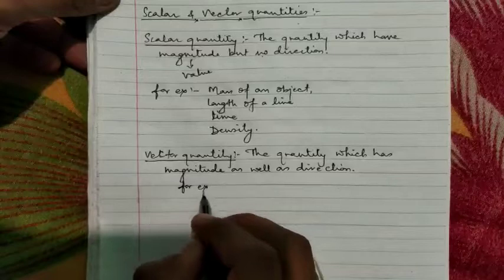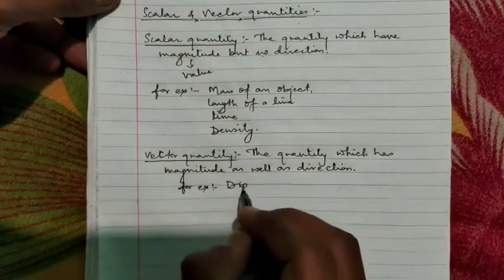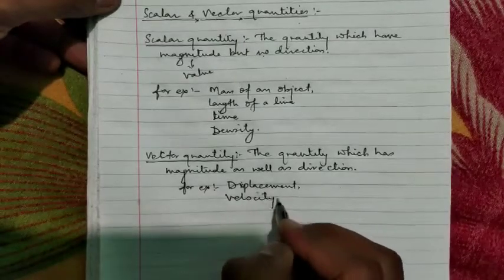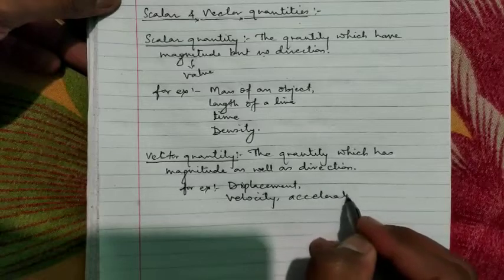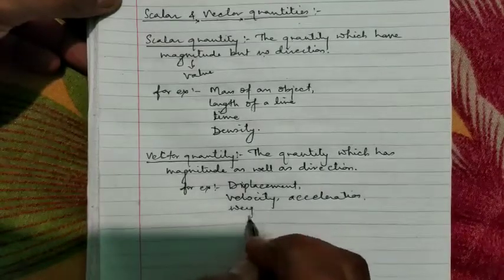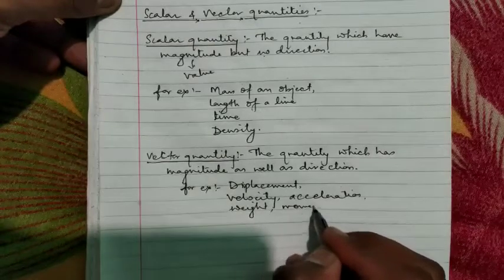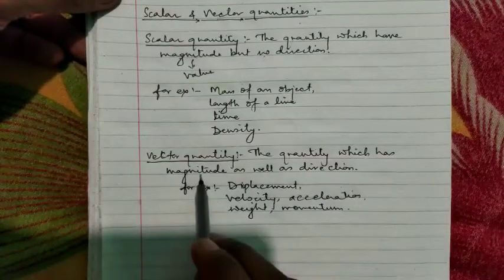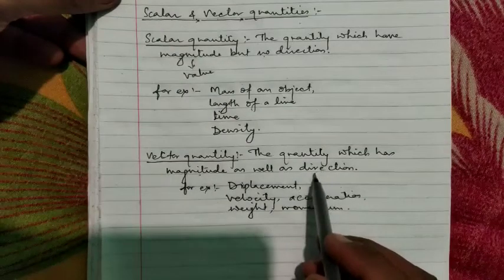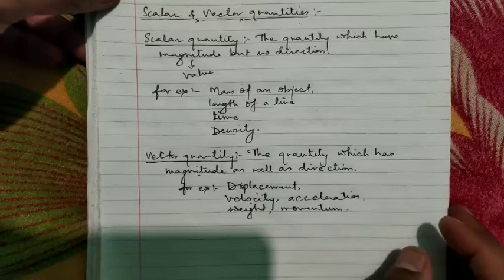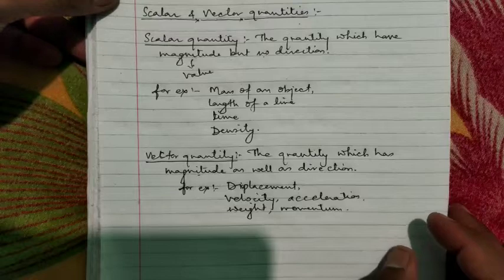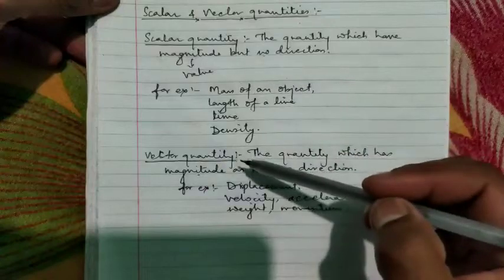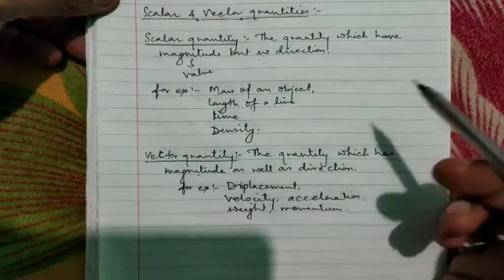Let us see some examples. For example, displacement, velocity, acceleration, weight, momentum. These are physical quantities which have their value also, and they work in a specified direction. Next we will see distance and displacement, and we will get some more detailed concept of scalar and vector quantity in the topic distance and displacement.